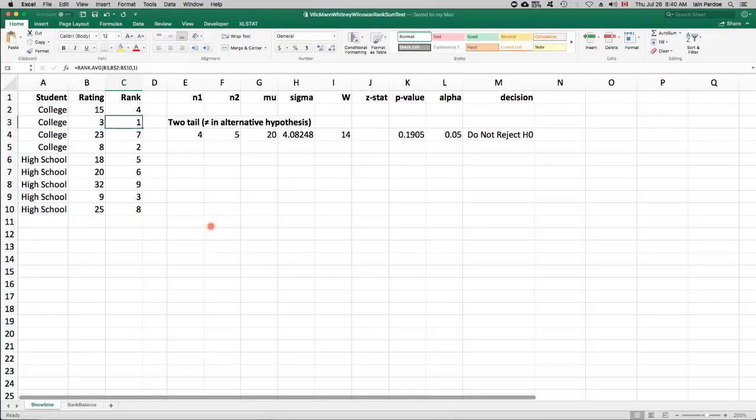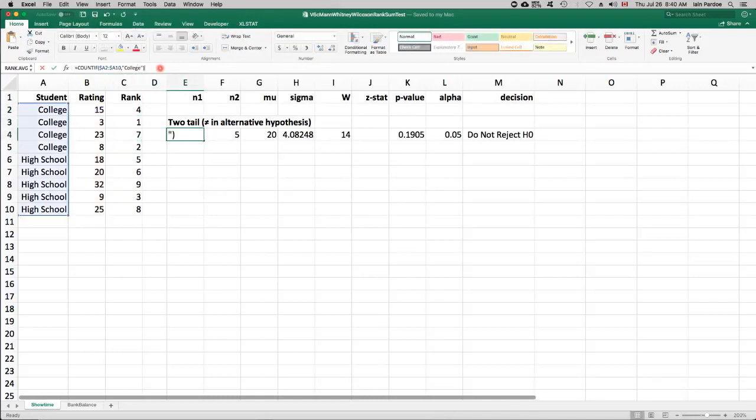So this student from college had the best rating, so he's ranked 1. The next best was this one, ranked 2, and so on. And the way to get those ranks is there's a function in Excel, rank.avg, and the .avg part means that any ties will be averaged when they're ranked.